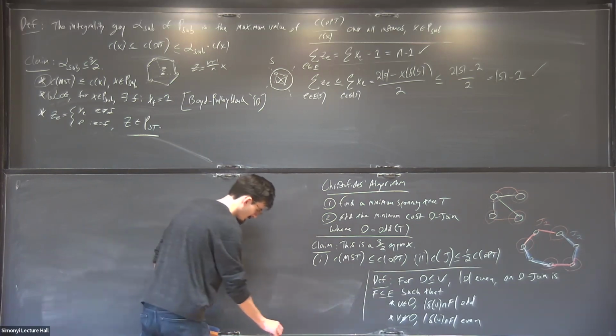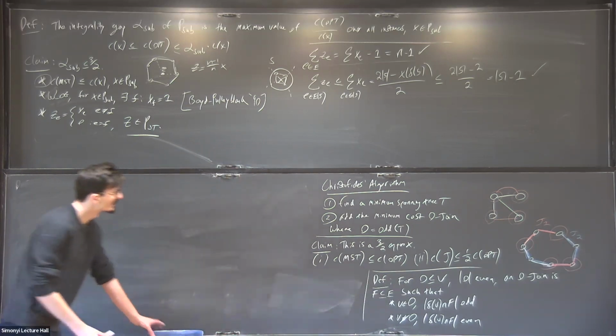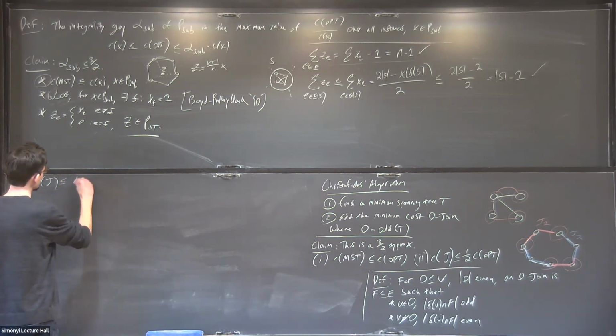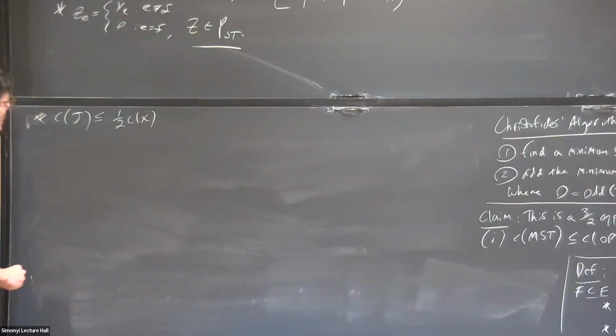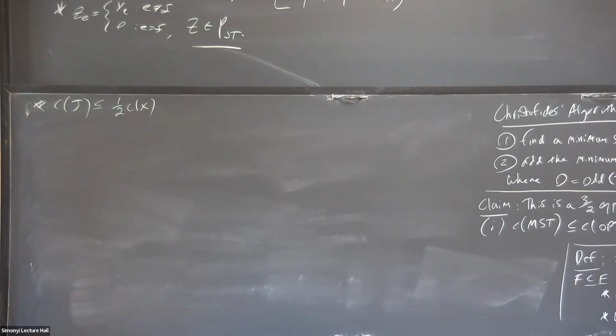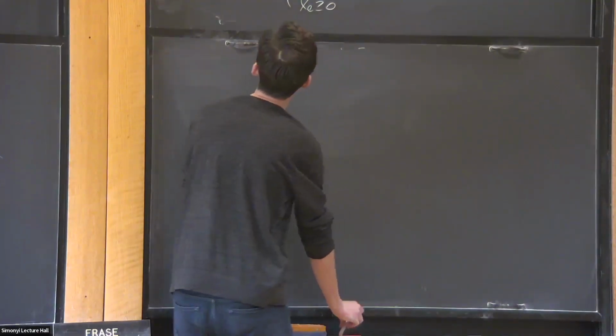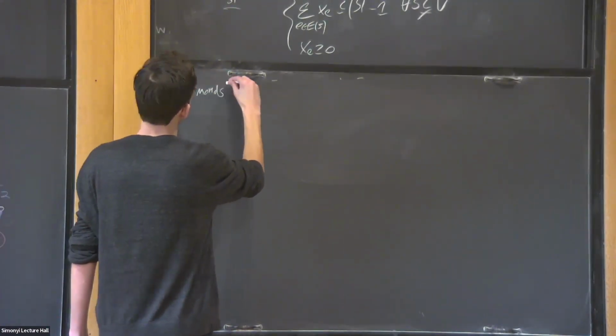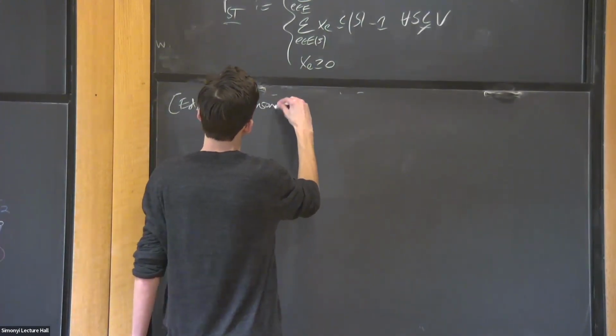I'll keep Christofides for now because it's doing something similar. Okay, so the second thing is that the cost of this join is always at most half of the cost of X. And for this, I'm going to also use some polyhedral theory. So let's go to the polytope board. Okay, so this was proved by Edmonds and Johnson in '73.